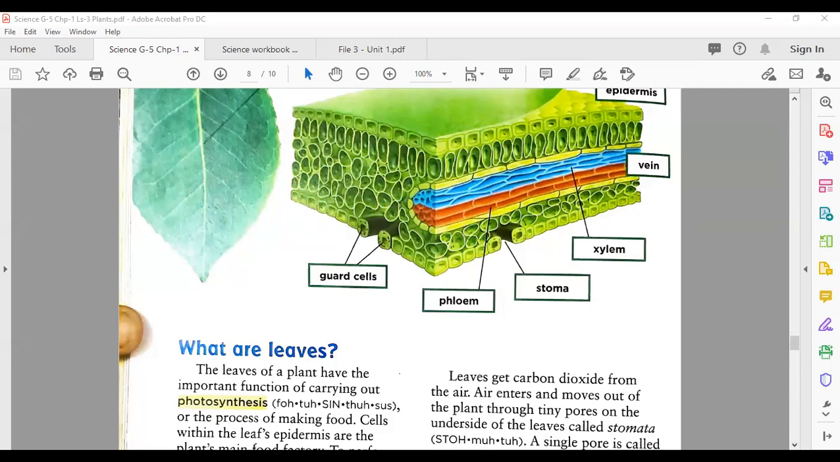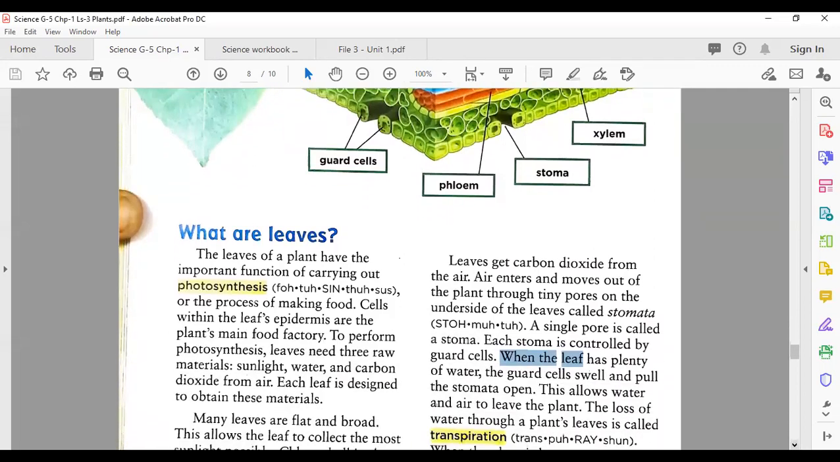Okay, so let's see what leaves are. The students who just joined the meeting need to open page number 54 of your textbook. The leaves of a plant have the important function of carrying out photosynthesis. What is photosynthesis? It is a process the plant leaves carry out. We name this process photosynthesis, the process of making food.